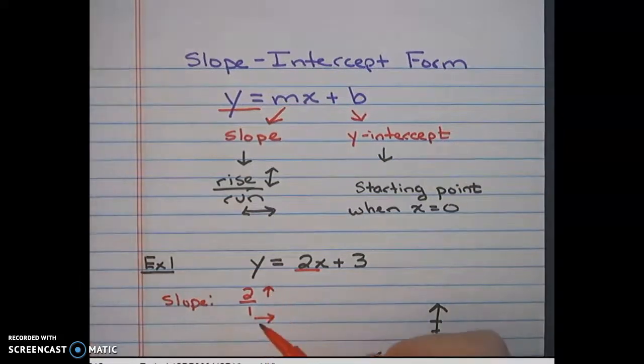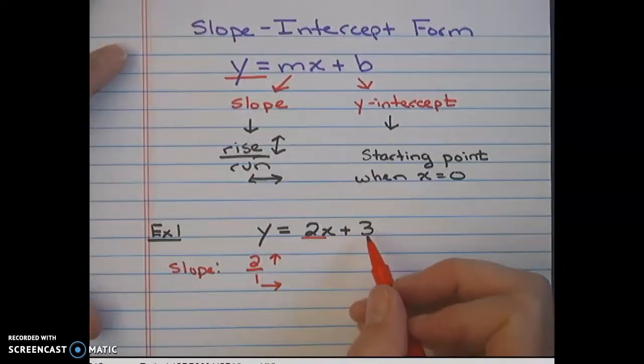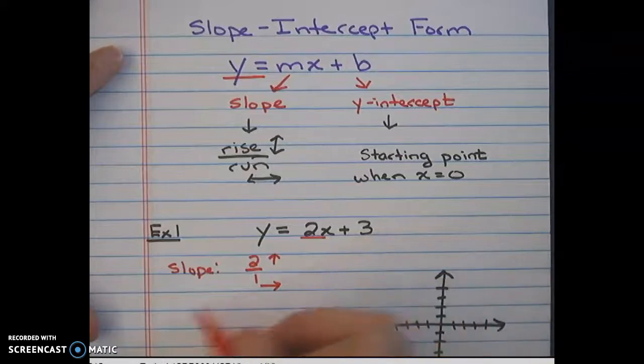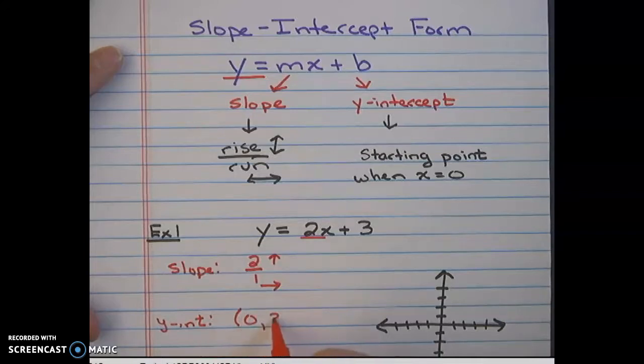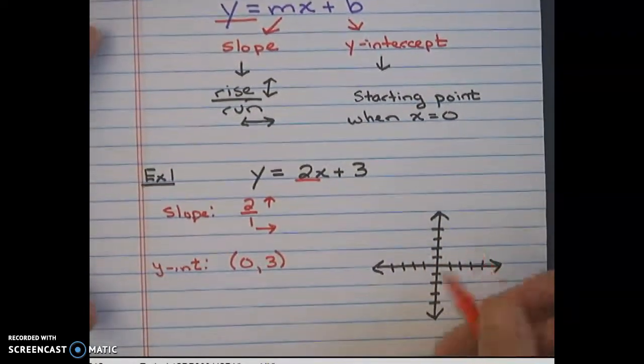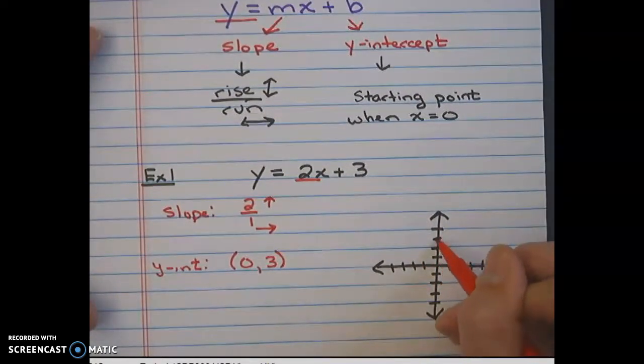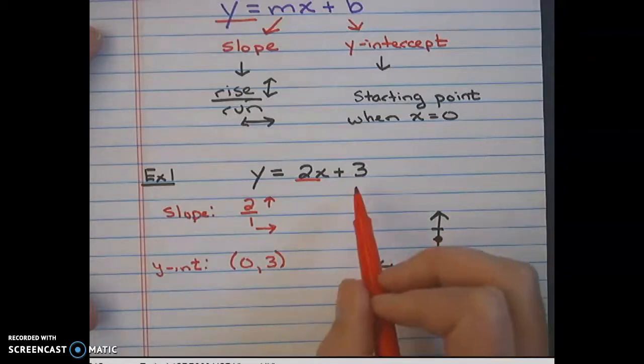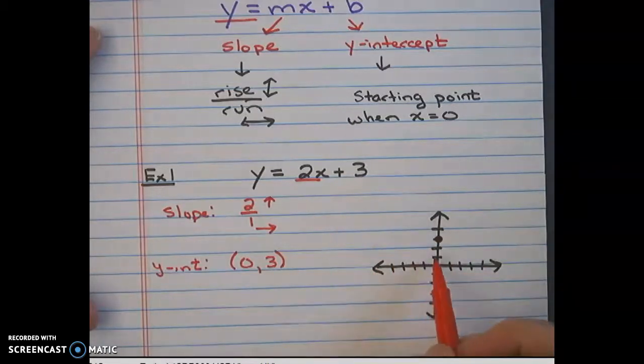Now we don't know what our starting point is until we look at the y-intercept, which in this case is 3. So we know our y-intercept, which is a point, is 0 over and 3 up. So this is the y-intercept. That's our starting point. So if I was to graph this, I would go up 1, 2, 3, 0 over and 3 up. That's that number right there, our y-intercept.